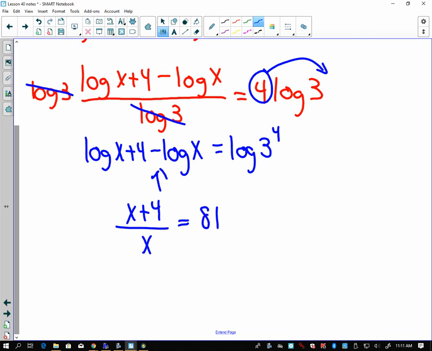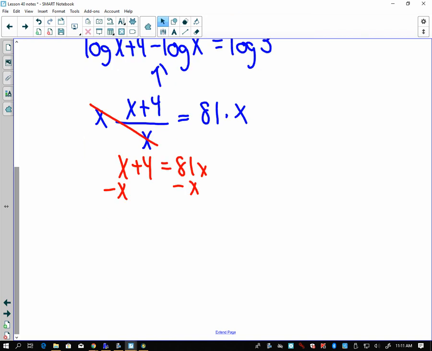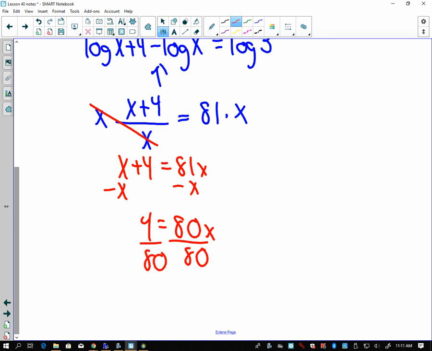So that's 81. Now I want to solve for x. So how do I do that? Multiply it by? I've got to multiply by x to get this x out of the denominator position. That's giving me x plus 4 equals 81x, right? Okay, what's the next move? Subtract x from both sides, or subtract 1x from both sides, either way. So I'm getting 4 equals what? 80x. Now what do I do? Divide by 80. Okay, what's 4 divided by 80? 1/20. That's my answer.